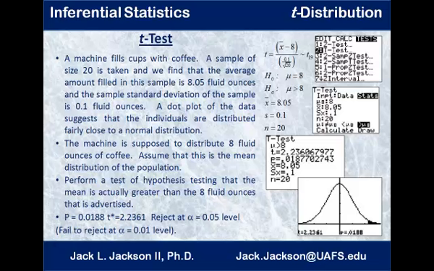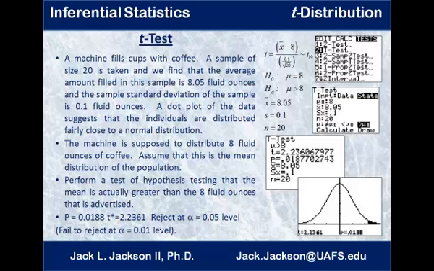So when we go to t-test, we've got this screen here, and we put it on stats. Mu sub 0 is our hypothesized mean, which is 8. Our x bar, our sample mean, is 8.05. S sub x is the standard deviation of our sample, which is 0.1, of the individuals in our sample. And the sample size n is 20.